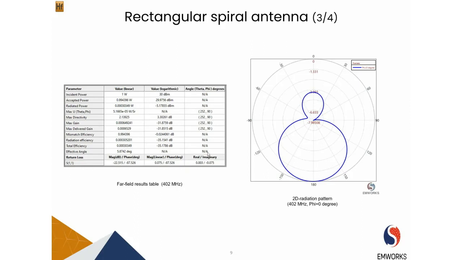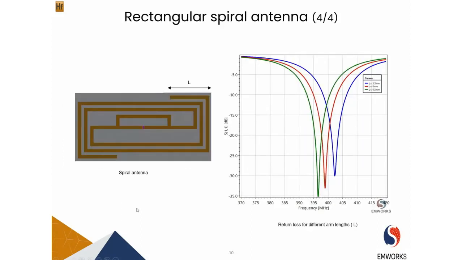In HFWorks, we have what we call the far-field results table. This table summarizes some of the antenna's important parameters such as directivity, gain, radiation efficiency, and total efficiency. Alright, so let's look at the effect of several parameters on the performance of the antenna. First, let's start with the effect of dimension L.